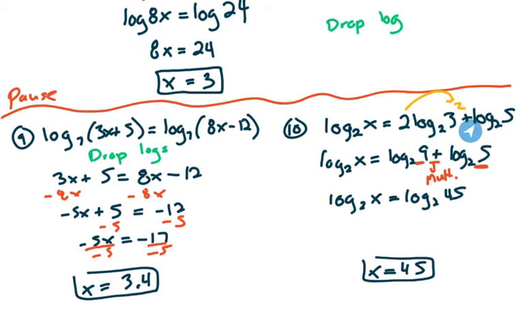Now on 10, we had 2 logs on the right-hand side, so we need to condense these down. So first thing I did is this 2 in front, I moved it up as an exponent. So 3 squared is 9. And then I combined the logs, addition means to multiply. So I multiply 9 times 5 to get 45. And now we have a log equals a log, so we can drop the logs.